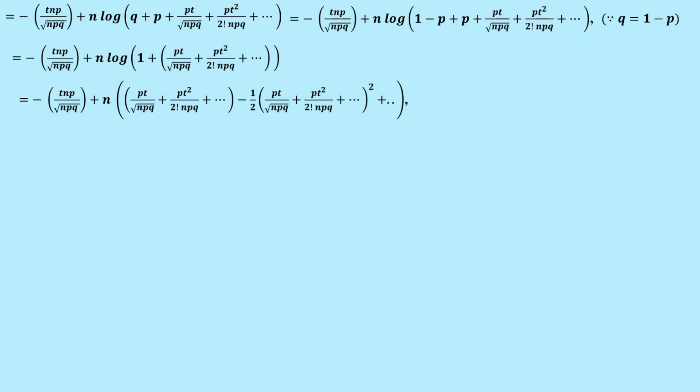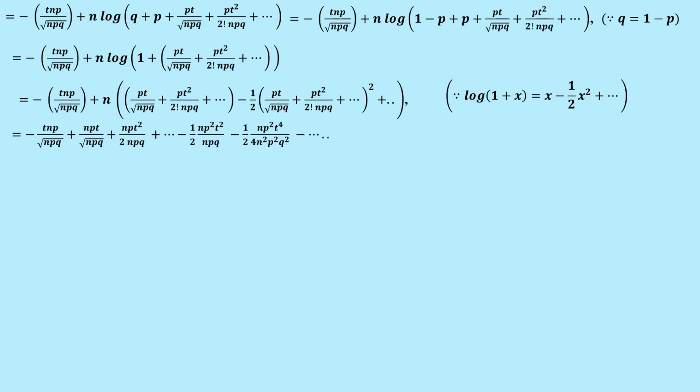So n into x, p t by root n p q plus p t square by 2 factorial n p q plus etc., minus 1 by 2 x square, p t by root n p q plus p t square by 2 factorial n p q plus etc., whole square plus etc., right? So minus t n p by root n p q plus multiplying with n, p t by root n p q plus n p t square by 2 n p q plus etc.